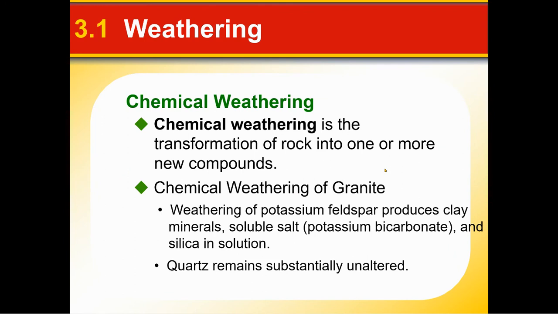Chemical weathering. Chemical weathering is the transformation of rock into one or more new compounds. The identity of the substance is going to change. Chemical weathering of granite: weathering of potassium feldspar produces clay minerals, soluble salt or potassium bicarbonate, and silica in solution. Quartz remains unaltered. So the potassium feldspar is going to change, all right? And it changes into these different things: clay, salt, and silica. Quartz is going to stay the same.